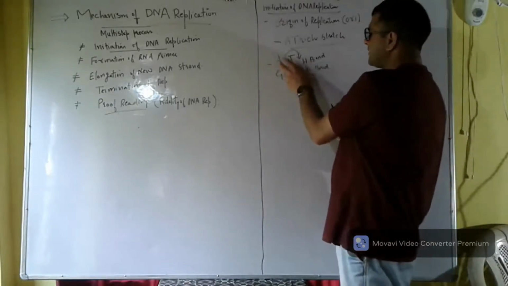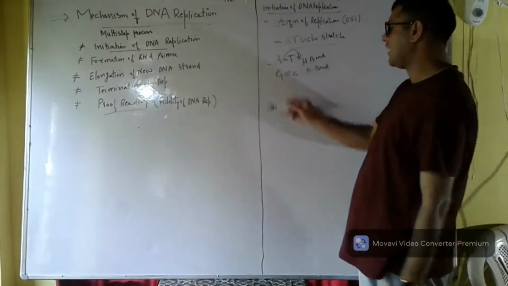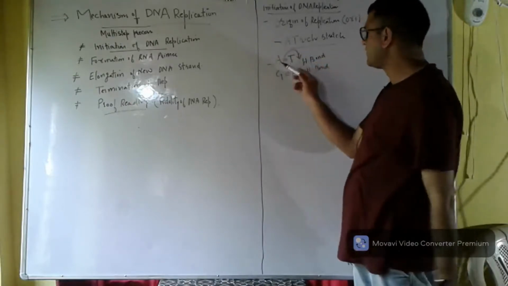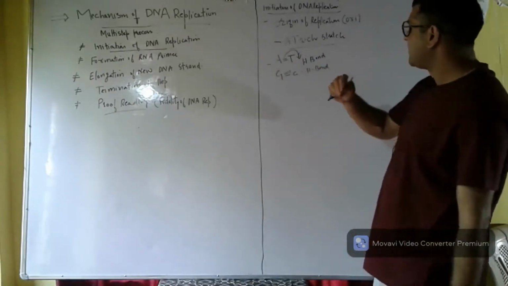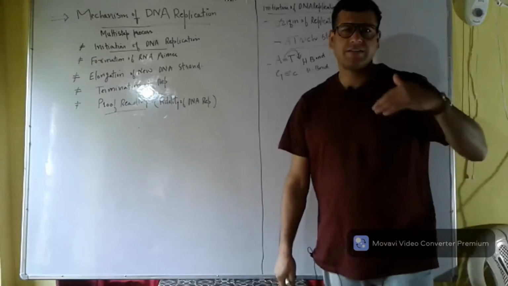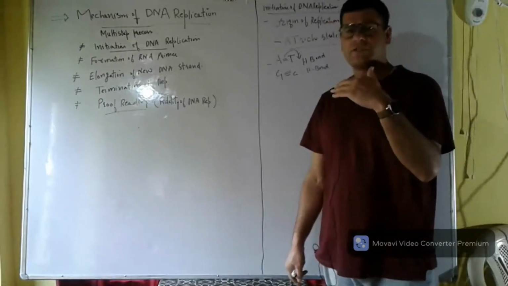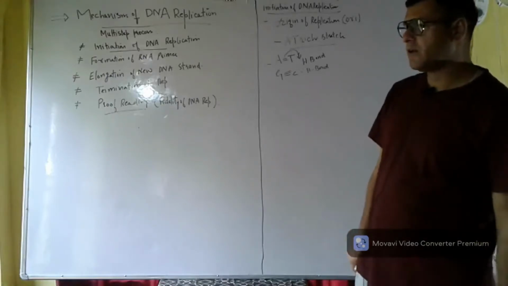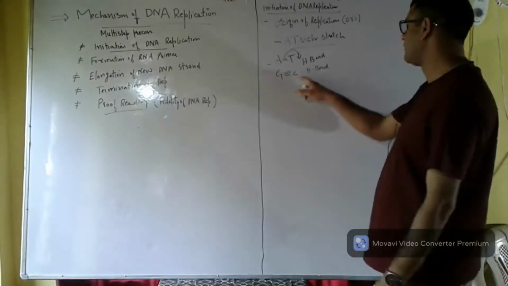So less energy is required to break the adenine thymine hydrogen bonds as compared to the guanine cytosine hydrogen bonds, because there are two hydrogen bonds between adenine and thymine and three between guanine and cytosine. So we can say that the origin of replication is rich in adenine thymine base pair sequence, and it is energetically economical to have an adenine thymine rich sequence at the ORI site, because less energy is required to break the hydrogen bonds between adenine thymine as compared to guanine cytosine.